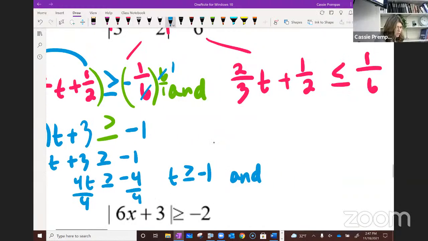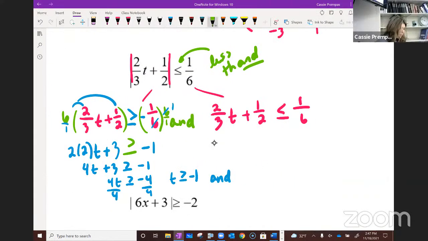Well, let's do the same thing we just did on the other side. So what should we multiply everything by? 6. And this ends up being the same equation without the negative. So I'm going to have 1. When I distribute here, I'm going to have 3. When I distribute there, I'm going to have 4t.